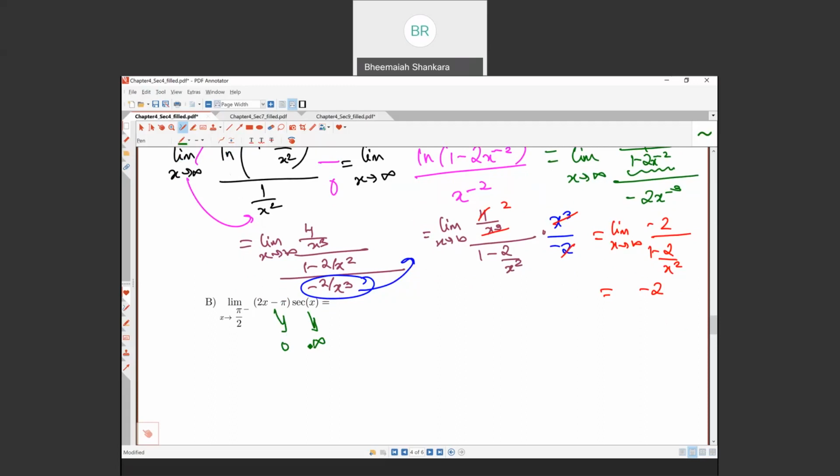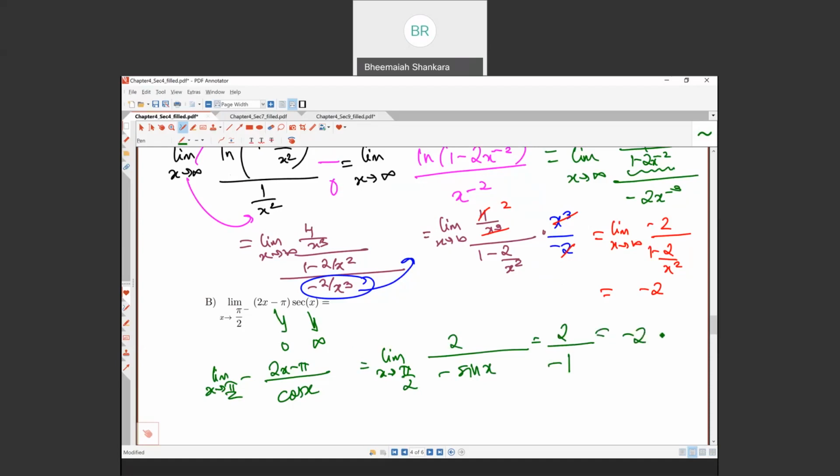So you want to rewrite the function as limit x approaching pi over 2 minus, and then you have 2x minus pi in the numerator divided by secant x goes to the denominator cosine x. So you want to write limit x approaching pi over 2 of 2 divided by negative sine x. So it's 2 divided by negative 1, which is negative 2.